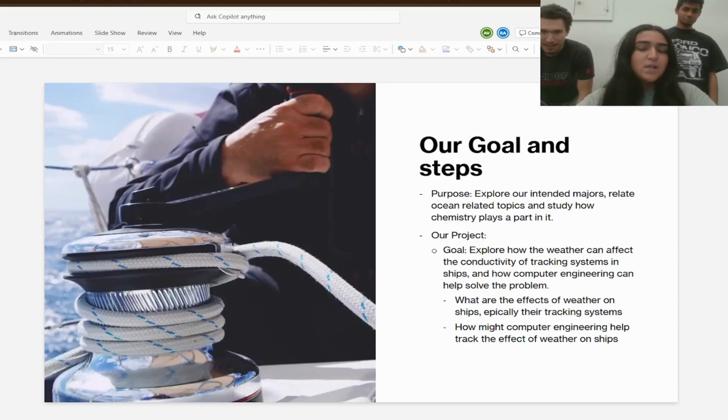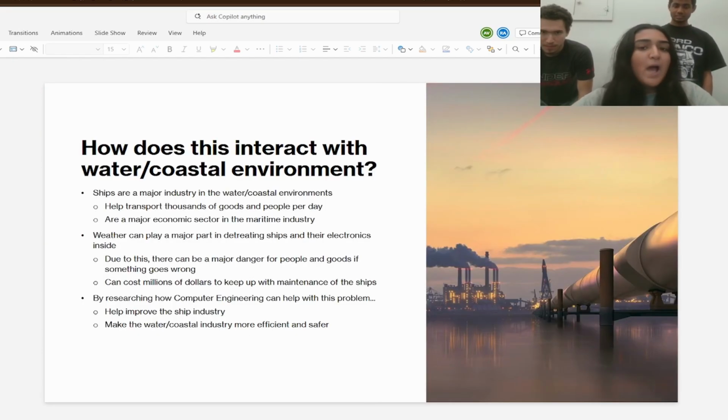So, what are the effects of weather on ships, especially their tracking systems, and how might computer engineering help track the effect of weather on ships? How does this interact with the water/coastal environment?